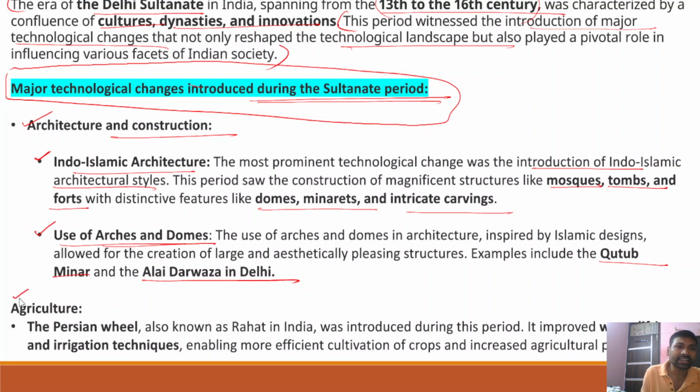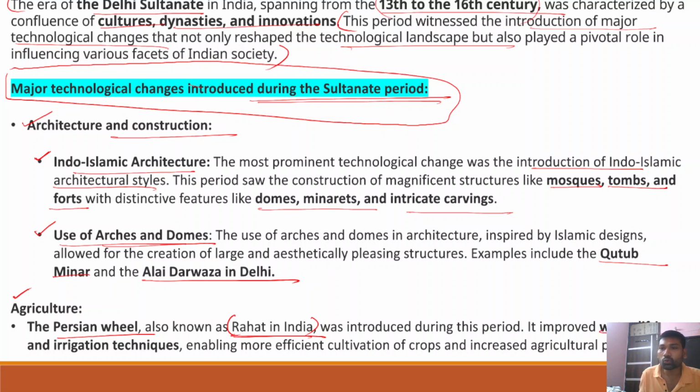So the second technological change that was introduced was in agriculture. Firstly, the Persian wheel. This Persian wheel is also known as Rahat in India. Just remember this: the Persian wheel is known as Rahat in India.